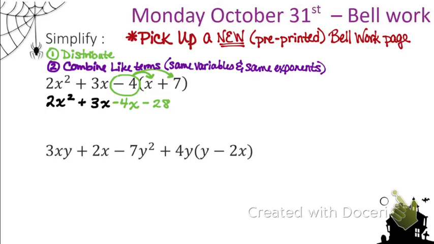So I want you to look at the first term with me. 2x squared. Is there anything that comes after that that would be a like term for 2x squared? No. Is there anything else that has an x in it? Yeah. But it also has to be squared. It has to be x squared. There are no other x squareds, so that 2x squared just comes straight down.